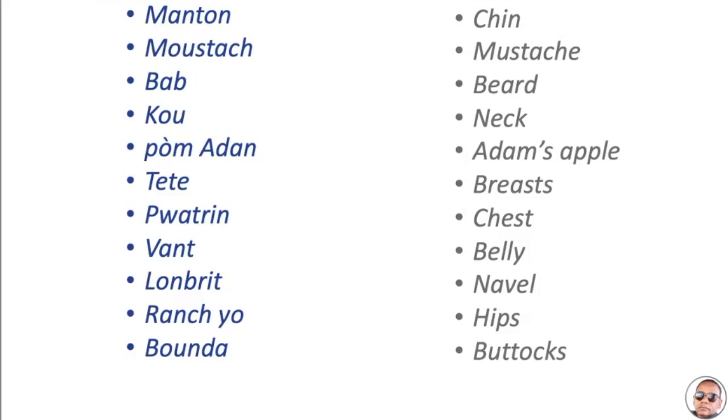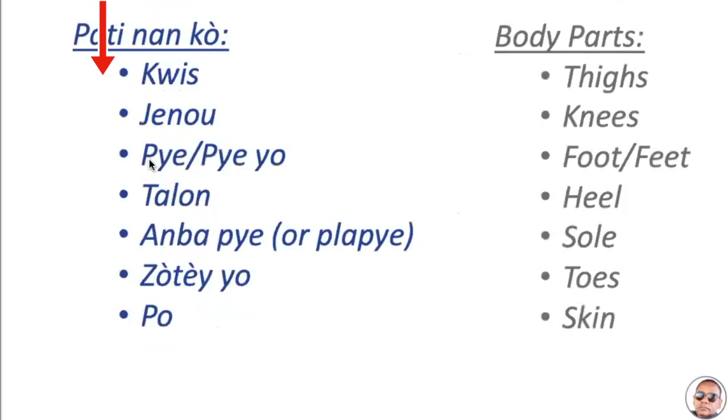Bob, beard. Cou, neck. Pomme à dents, Adam's apple. Tété, breasts. Poitrine, chest. Ventre, belly. Lombrite ou bien lombric, navel. Hanche, hips. Derrière, or bunda, a little vulgar, buttocks. And cuisse, thighs. Genoux, knees. Pieds, foot. Talon, heel. En bas pied, sole. Orteils, toes.